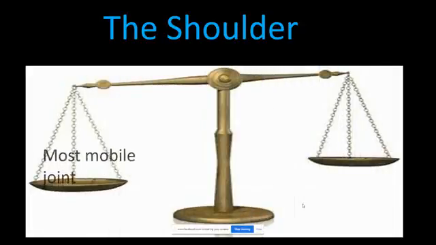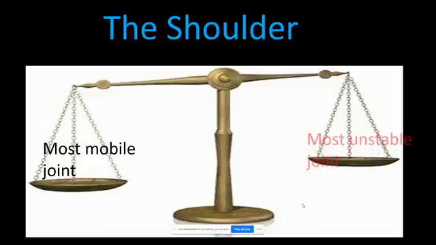Okay, so like I said before, there's kind of a lot going on with the shoulder, and the shoulder is probably one of the most mobile joints in the body. Okay, so you have a lot of mobility, you have a lot of degrees of freedom, but that kind of comes with a give and take. So with increased mobility, you also have decreased stability.